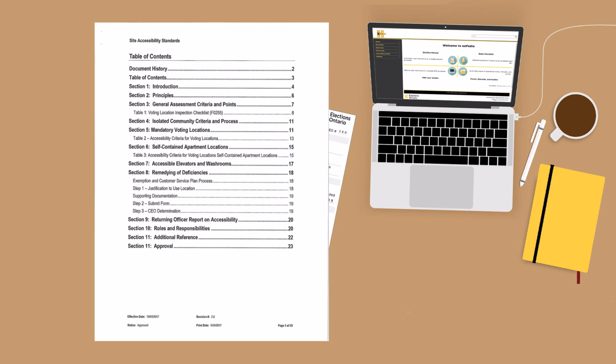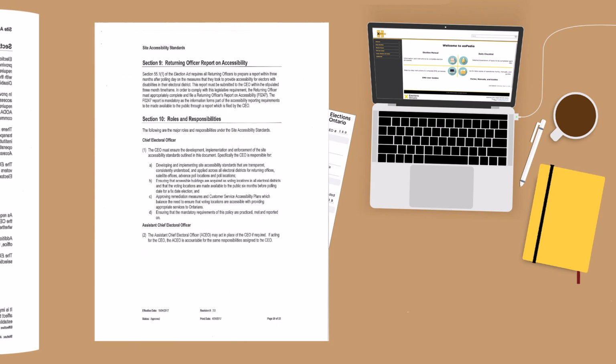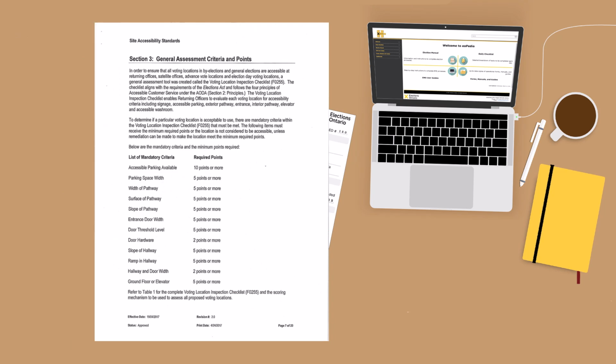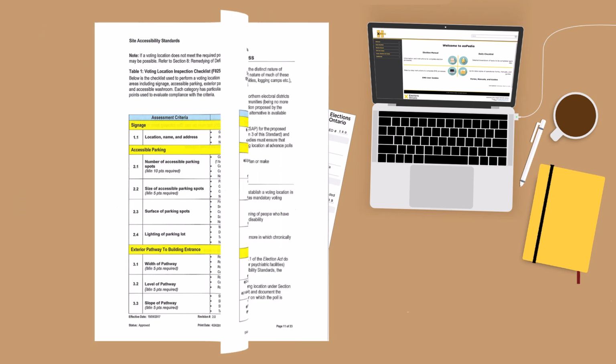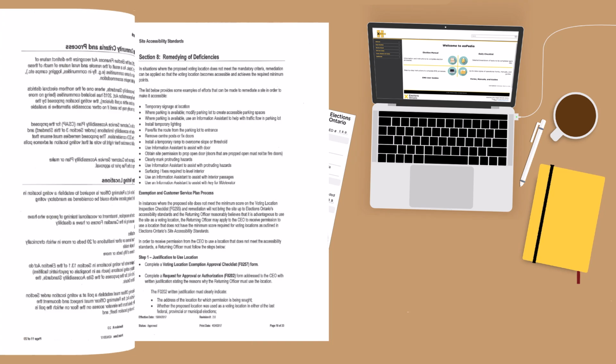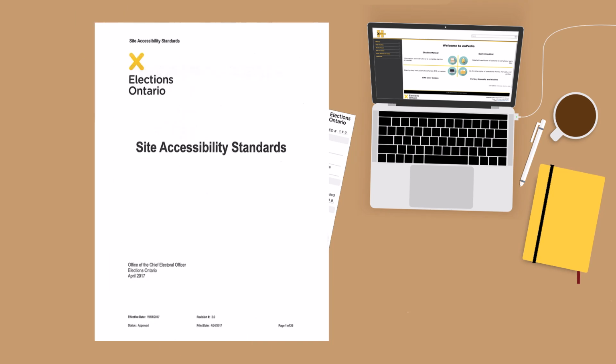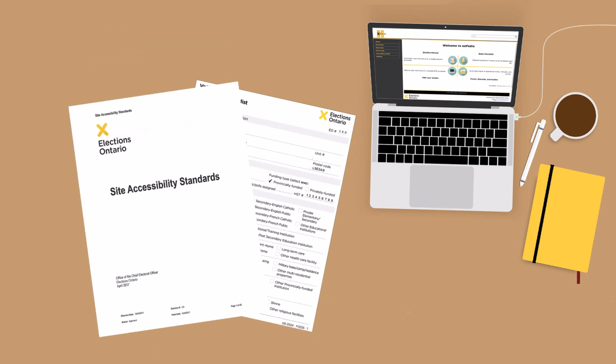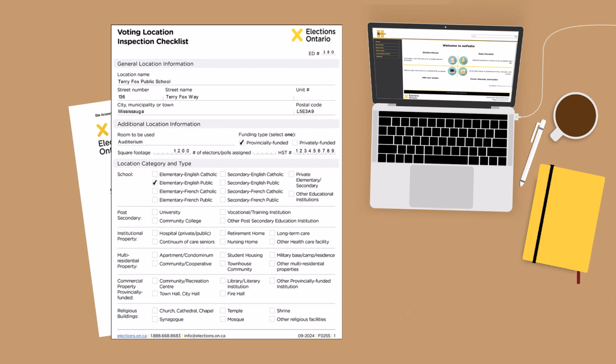The Site Accessibility Standards outlines the returning officer's legislative responsibilities, and details assessment criteria and points, the process for isolated communities, and remediation, among others. The returning officer must read and fully comprehend this document before inspections begin. The Voting Location Inspection Checklist and Returning Office Site Inspection Checklist are to be completed by the returning officer or their delegate when inspecting a location. These checklists act as the practical application of the site accessibility standards.